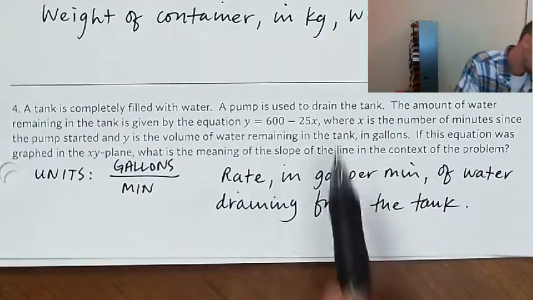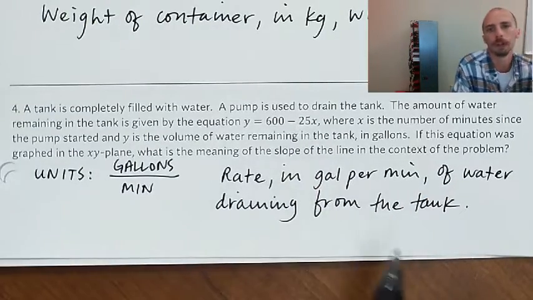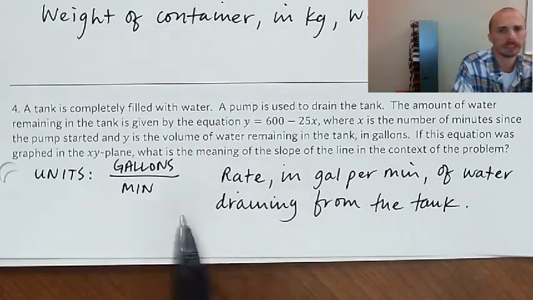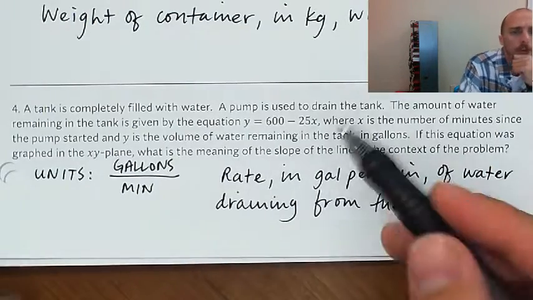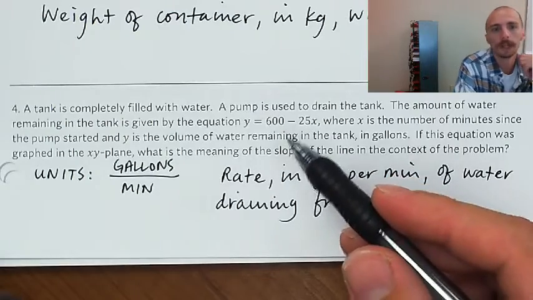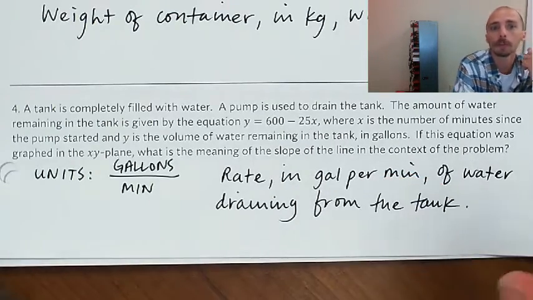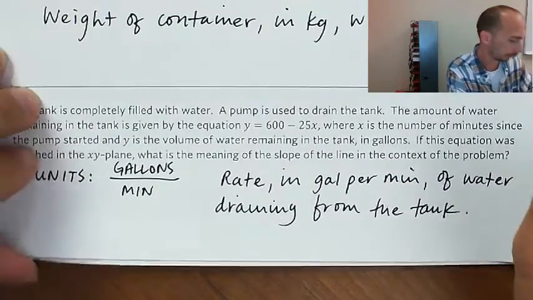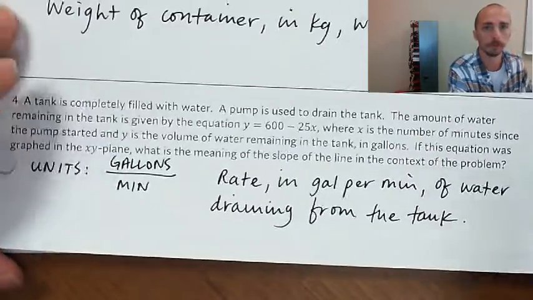Okay. And yeah, really it's the rate of change in the amount of water in the tank, but we're not going to get into that. That's calculus, right? And so negative 25 because the amount of water is going down, right? Each minute you're losing 25 gallons of water, it would appear. So it must be losing a lot of water.